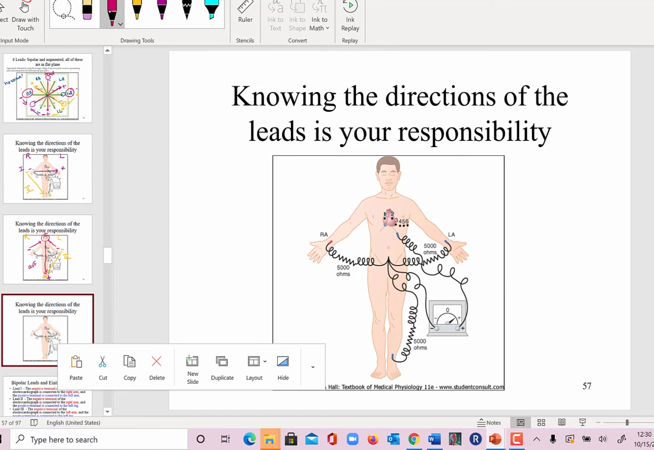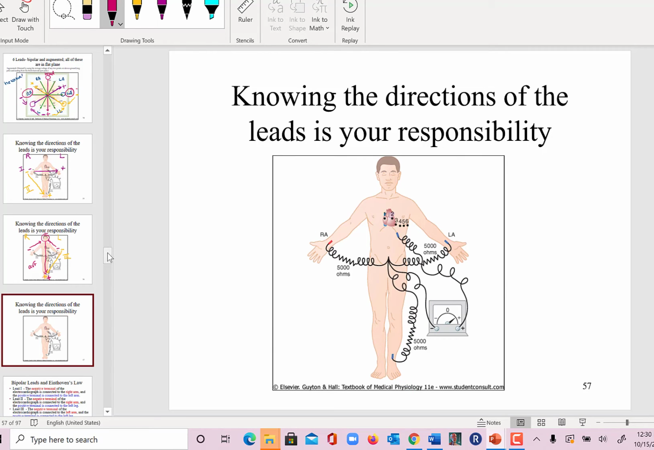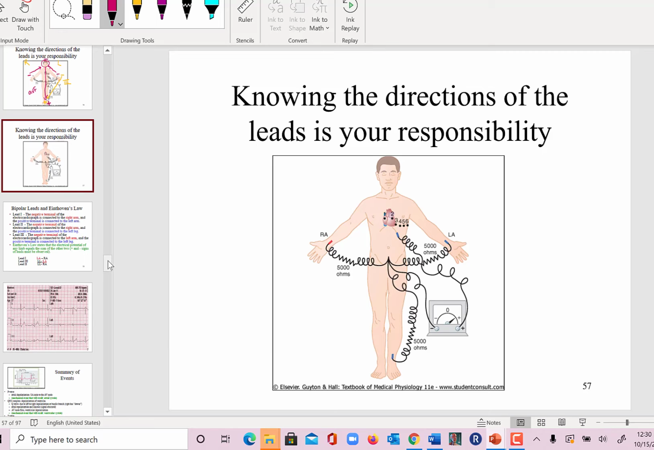For our last slide here, showing our vectors that you are responsible for, we need to cover AVR and AVL. All right, let's do AVR. Remember, this is the right and this is the left. For lead AVR, the left arm is held as negative, the leg is held as negative. The machine takes the halfway distance between those two and creates that as the negative pole. The right arm is held as positive.